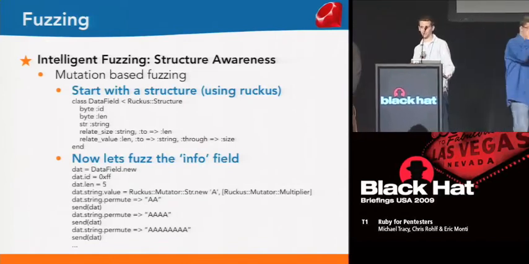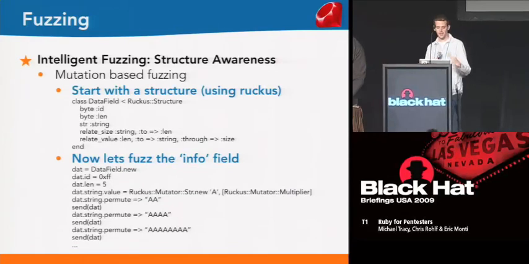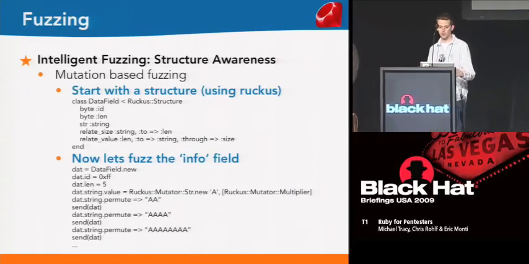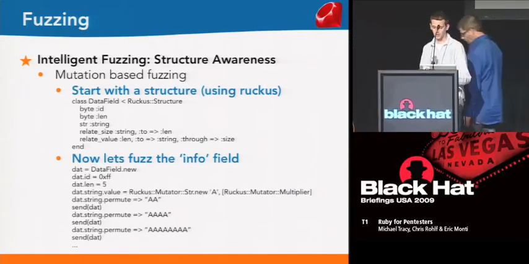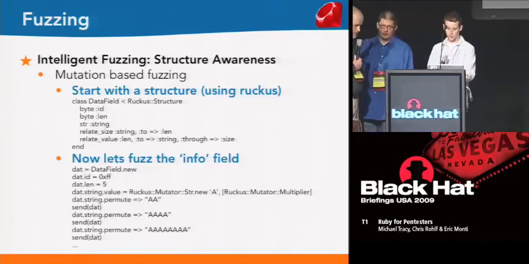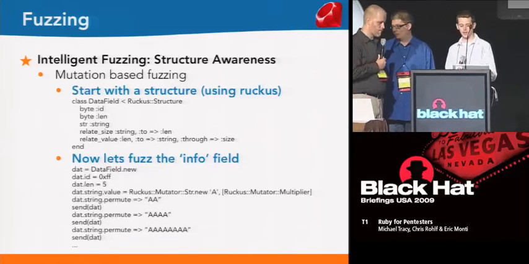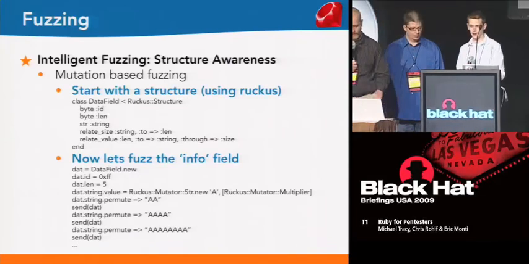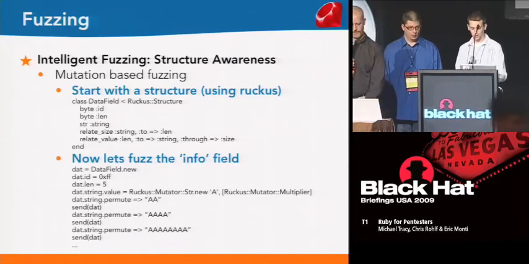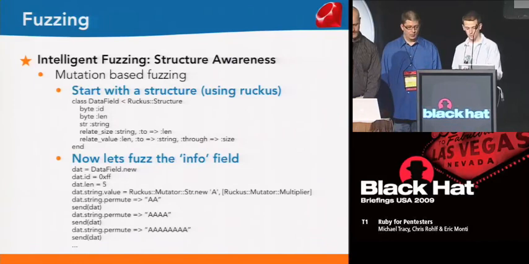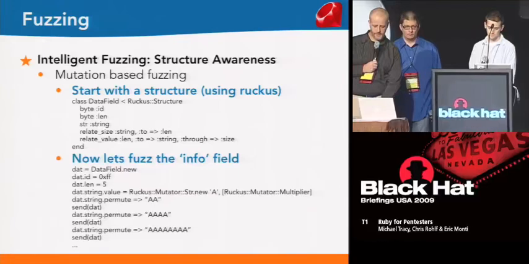Ruckus has built-in mutators. So you define your protocols, and then you take individual fields within that protocol, and you define mutators on those fields. So quick example down the bottom, we have a string. We create a mutator, a multiplier mutator, and give it a character A. And every time we call string.permute, it's going to increase the length of that string. Yeah, the generator here is not particularly useful, but it illustrates how you would use it. It's just a growing string.